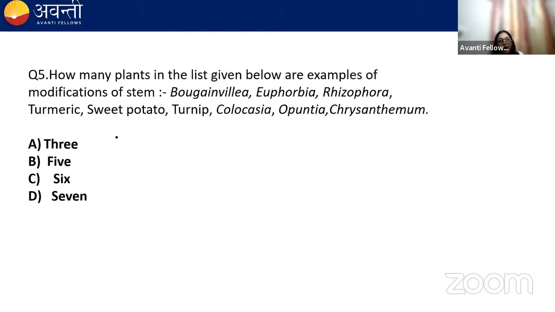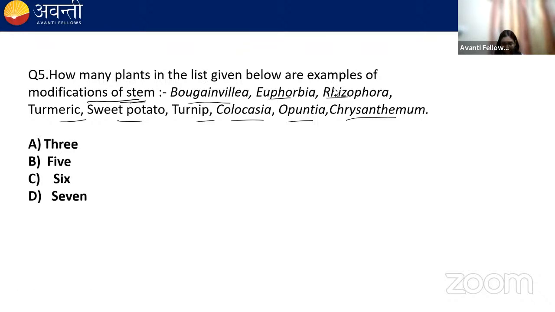Moving to the next one: how many plants in the list given below are examples of modification of stem? Don't get confused with modification of root or leaf. They're asking about the stem. Bougainvillea, euphorbia, rhizophora, turmeric, sweet potato, turnip, colocasia, opuntia, chrysanthemum. Option A, 3. Option B, 5. Option C, 6. Option D says 7. C is the correct answer.